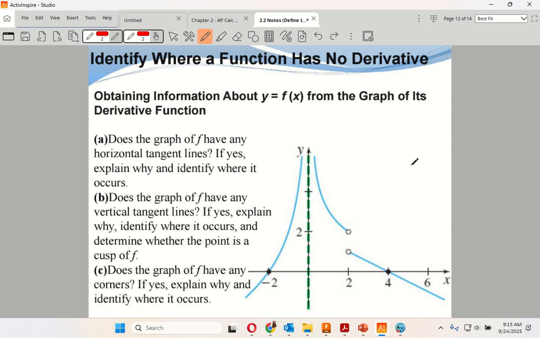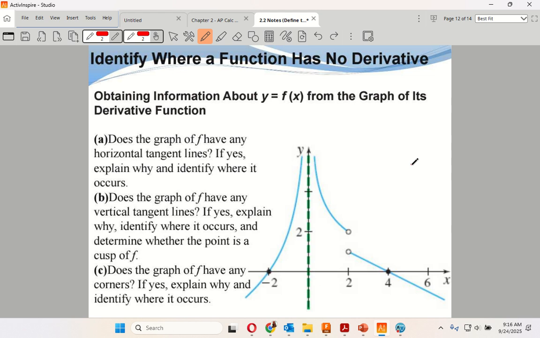Does the graph of f have any vertical tangent lines? Yes. This one's going to be at x equals 0, isn't it? Okay, so x equals 0. So there is right there, okay, identify what occurs, determine if the point is a cusp of f. It's not a cusp. This right here looks like it's going to be an asymptote as it goes all the way up to infinity there. A cusp would be like the previous problem we did, where it comes into a curve and goes directly into that singular point where I cannot get a slope at that point.